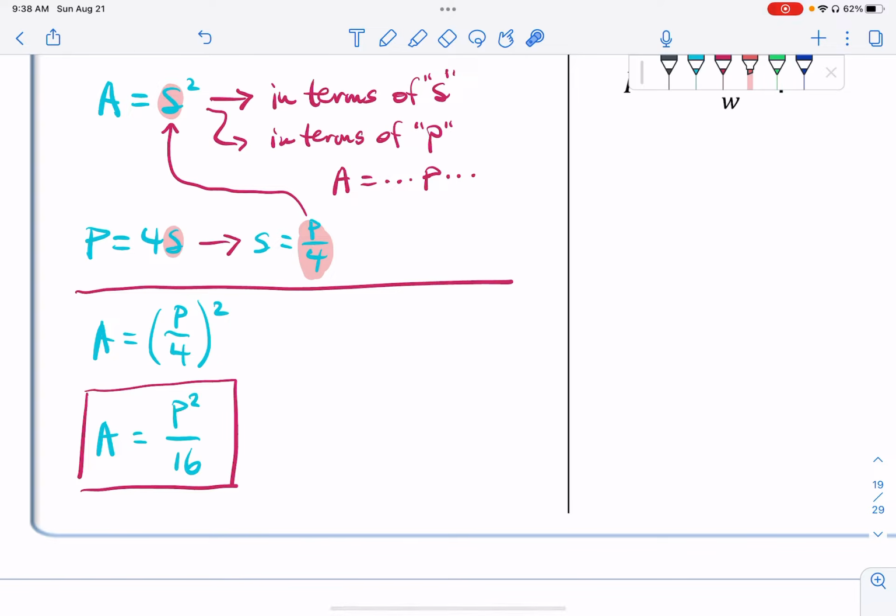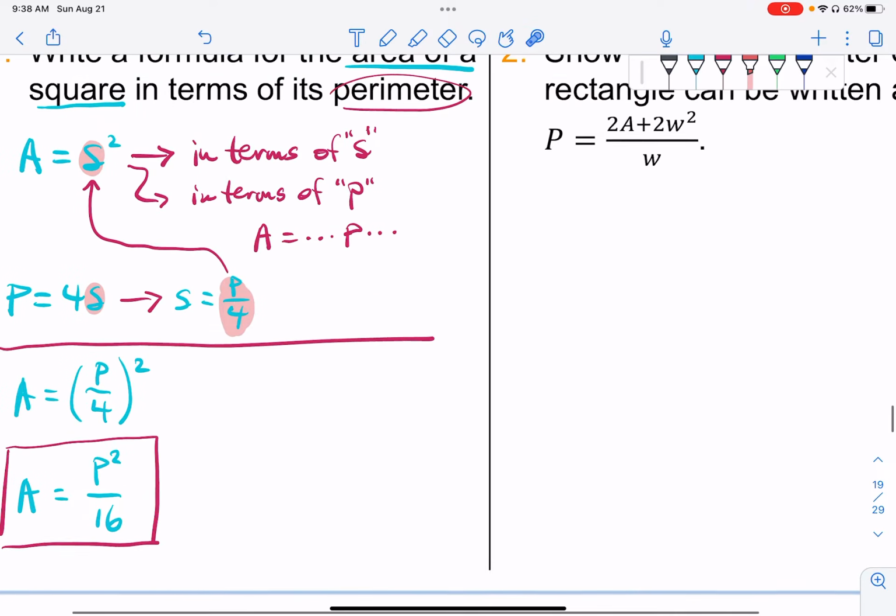So now we have a formula for the area of a square in terms of its perimeter. That just means that perimeter is what you need to know in order to calculate the area. It is the independent variable. You could take the perimeter of a square, square it and divide it by 16, and that would give you the quantity, the area.